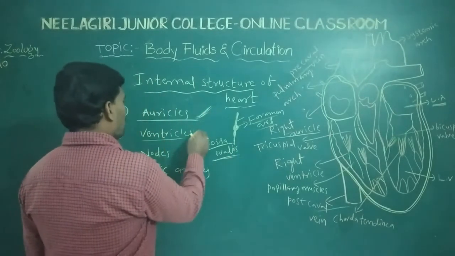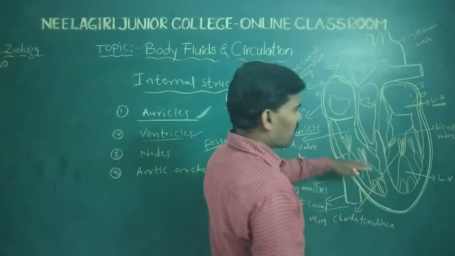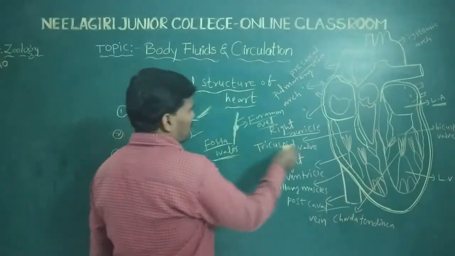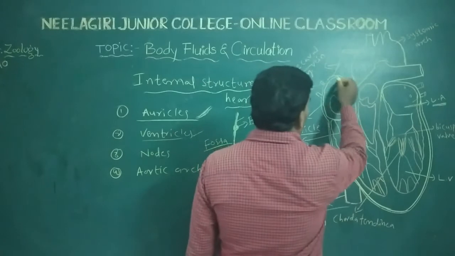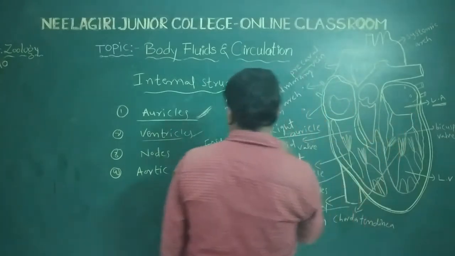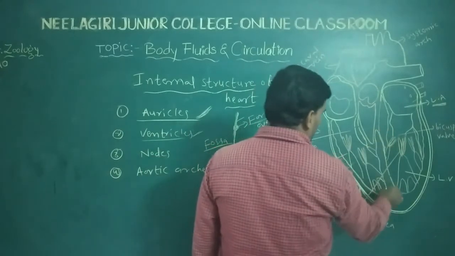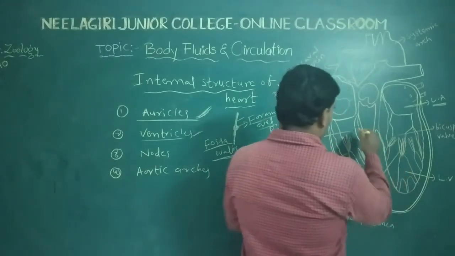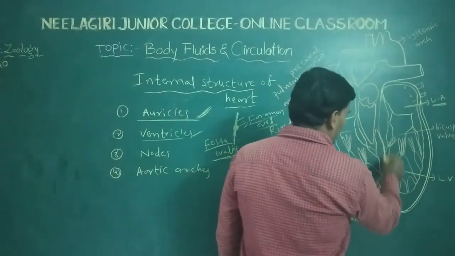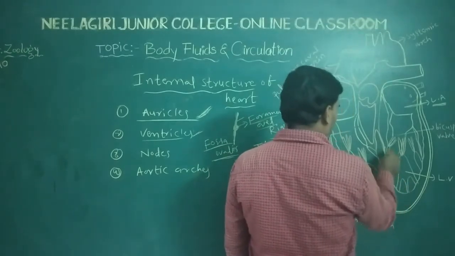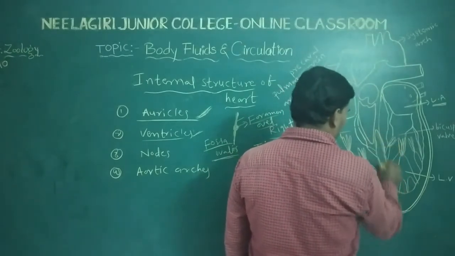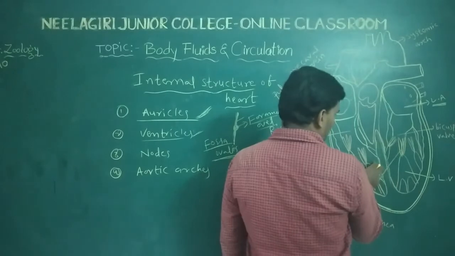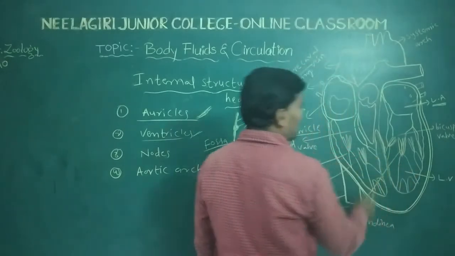Next, the second point, ventricles. Ventricles are in the lower part of the heart and have thick muscular walls. The right auricle is bigger than the left auricle, but both ventricle walls are thick. The two ventricles are separated by the interventricular septum. Of the two, the left ventricle is bigger than the right ventricle.